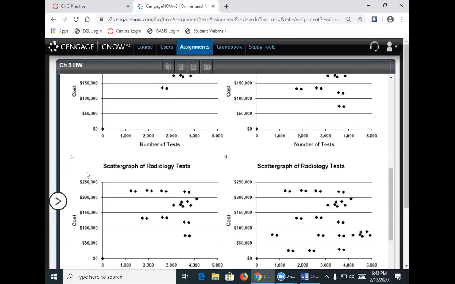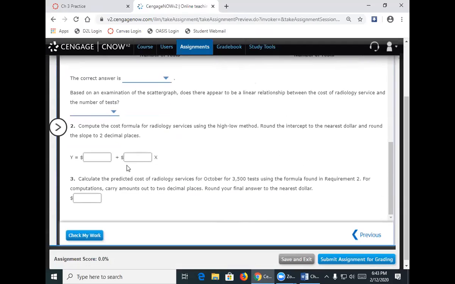And then from there, you're just going to write a cost function using high-low. So you're answering which scatter graph is most accurate, and then you're using high-low, which we did.